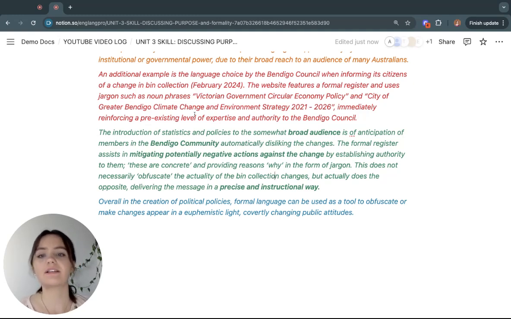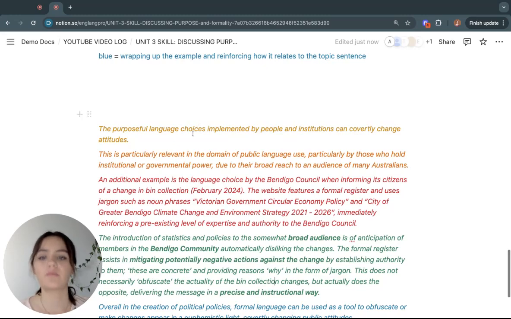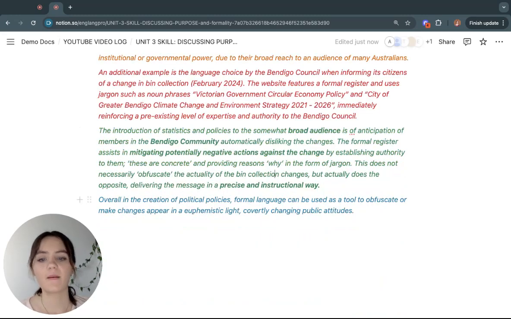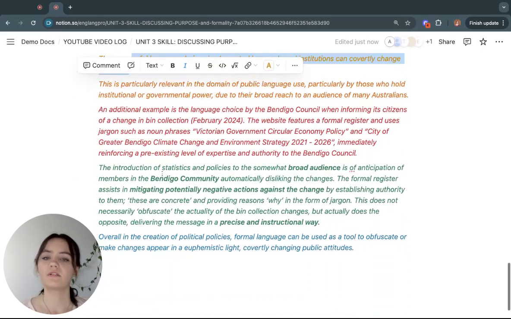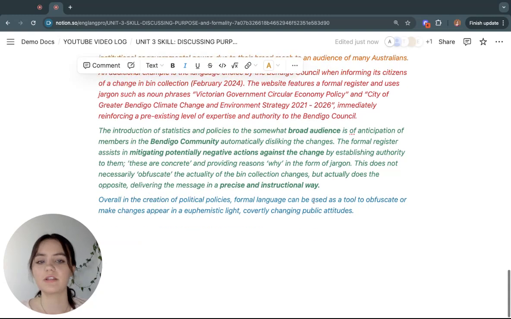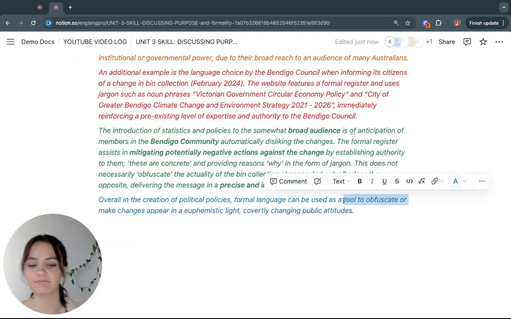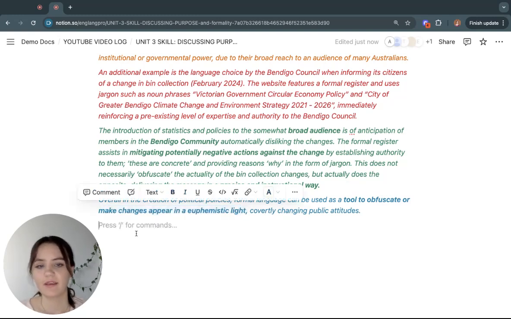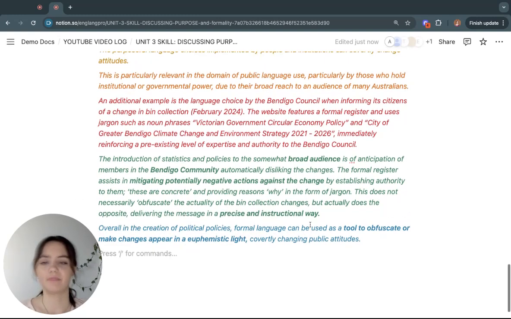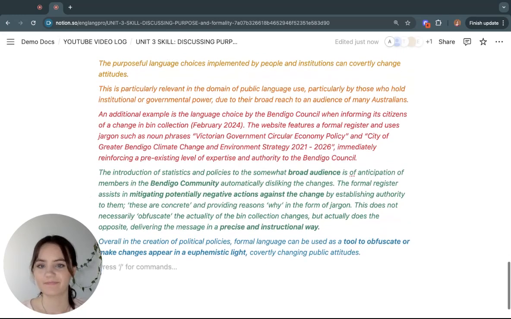Now, you can see this is the second example in a broader paragraph, where in the cool down sentence, as I've discussed up here, where you would have 2, breaking down between people and institutions, in your discussion of the final sentence, you can touch on them both as well. So we're saying it's a tool to obfuscate, potentially in my first one. And then, well, what's this one? Changes, making changes. And then covertly changing public attitudes.